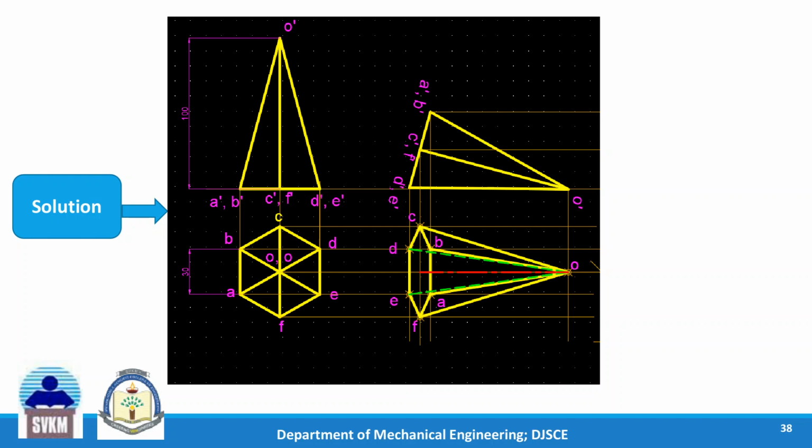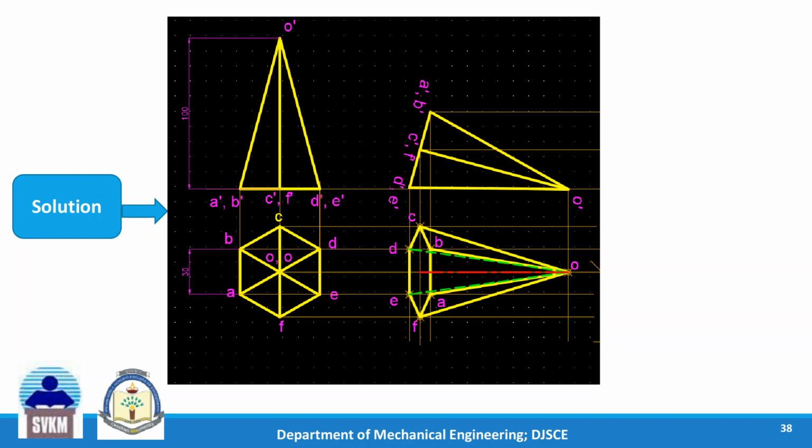What is happening here in this case? First case, axis is perpendicular to HP, parallel to VP. Okay, then we will tilt it. So this is the second stage. Second step, what is happening? The axis is inclined to HP and still it is parallel to VP. Okay, so this is the second step.